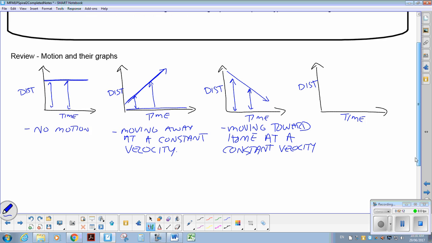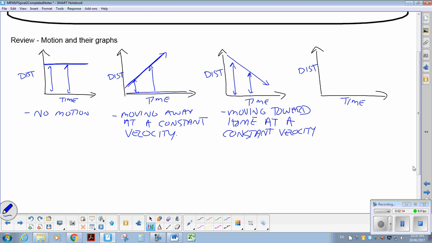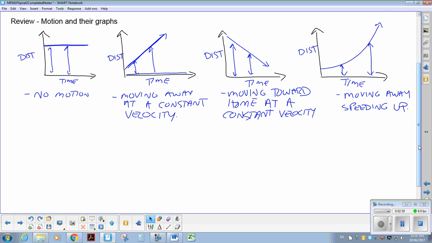The other ones that you would have investigated, you would have ended up with a curve like this. So for this one, again, your distance is increasing. So that means you're moving away. And instead of a constant velocity, it's a curve. So we say moving away, speeding up.